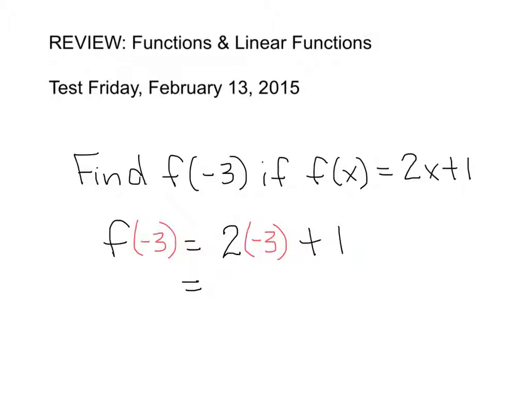2 times negative 3 is negative 6 plus 1. Different signs here, so you subtract. That would be negative 5. Okay.